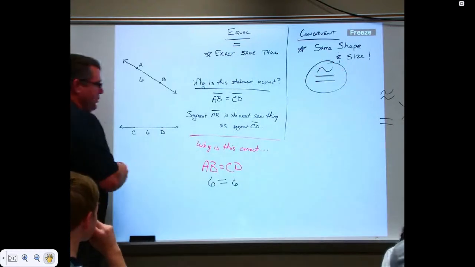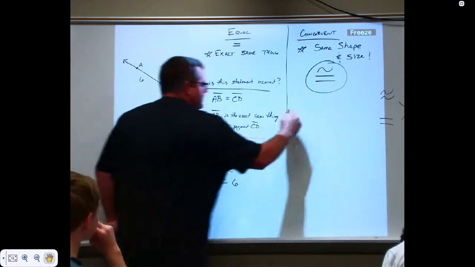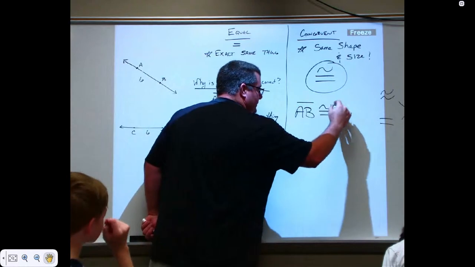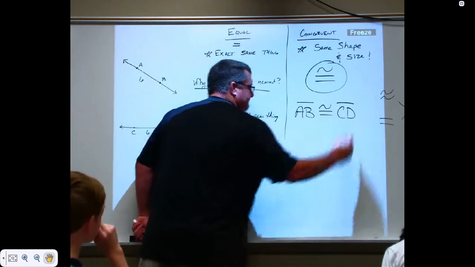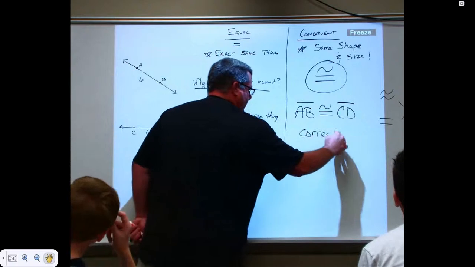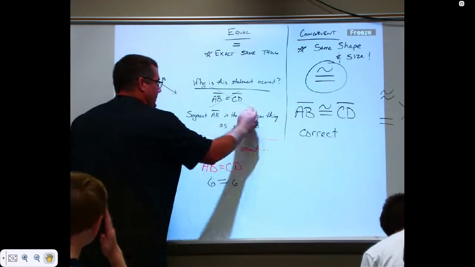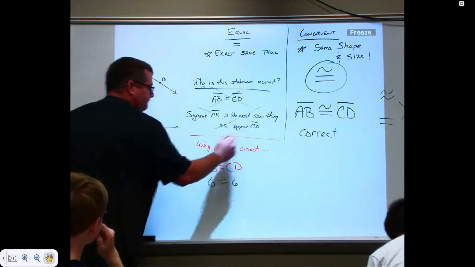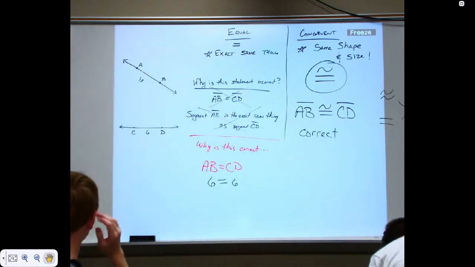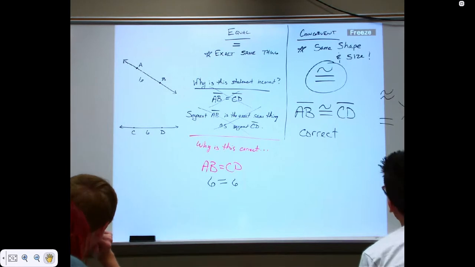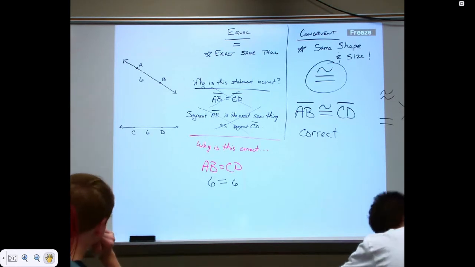So what would be a correct statement? That segment AB is congruent to segment what? That is correct. This is wrong. You can say that's semantics if you want, but like I said, a lot of what we're doing here is learning the language.